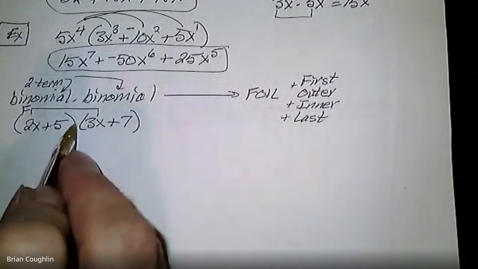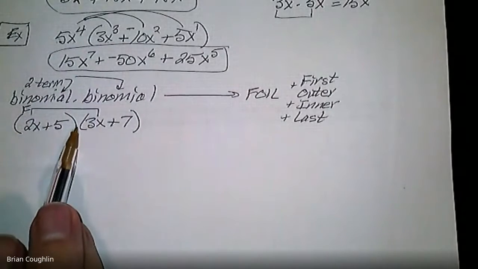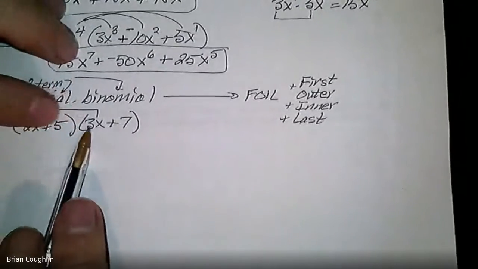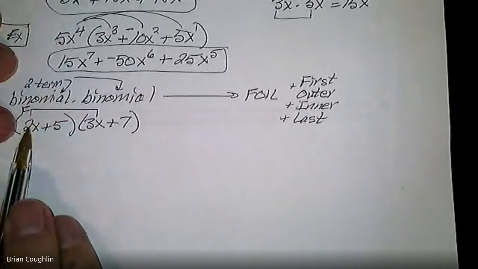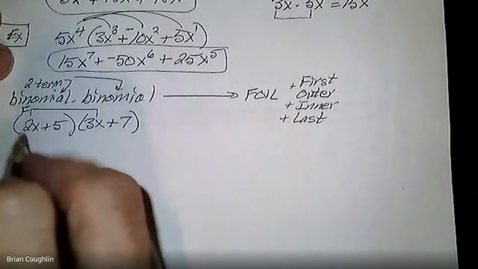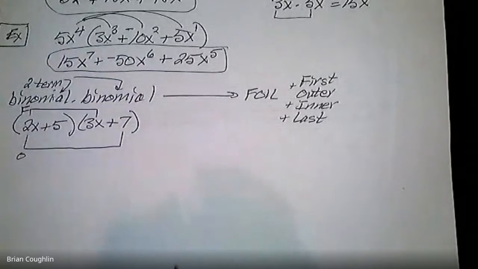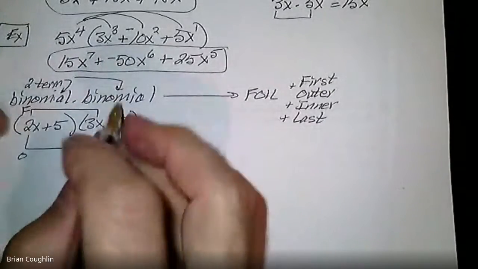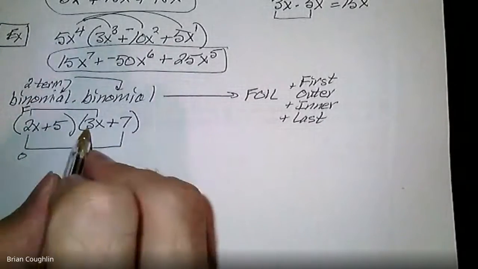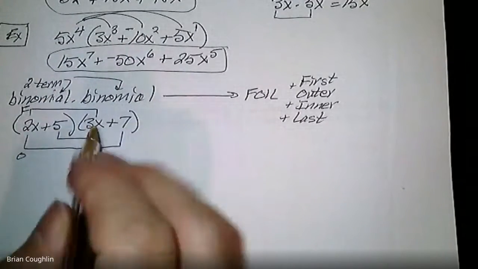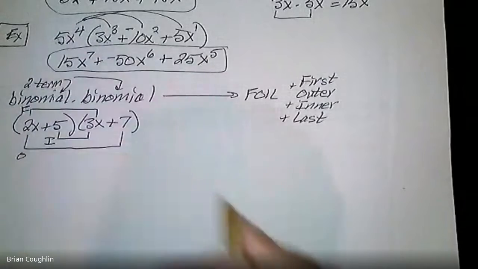The outer, now if you notice, right in the middle here is the center of the problem. If you go as far out as you can from the center, you're going to hit 2x and 7. That's what I'm going to call the outer pair. I'm going to mark it with an O. So that's outer. Inner pair is just the opposite of that. You get as close to the center as you can, and the pair that's closest to the center is the 5 and the 3x. I'm going to call that I for inner.